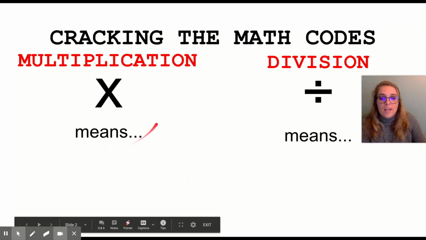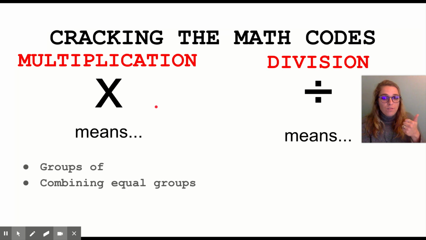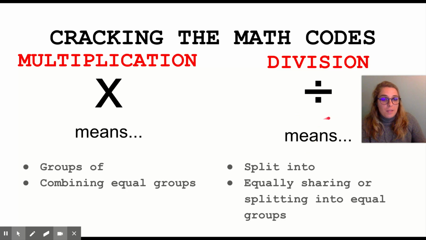We know that this multiplication sign, a good mathematician actually reads as groups of, and we know that we're going to be combining equal groups. The division sign, how does a mathematician read that? Say it with me, ready? Splitting. Yep, they read that as split into or splitting. So we know that they read this sign as split into, and we know that we are equally sharing or splitting into equal groups. Both of those mean the same thing, just different ways to think about it.